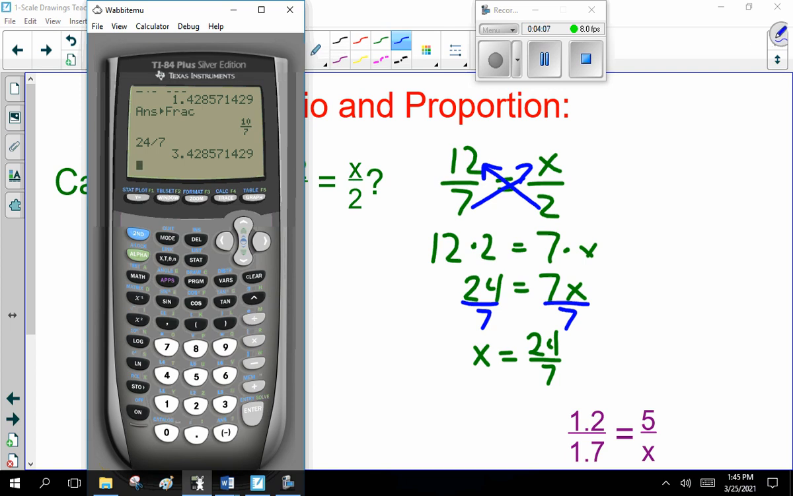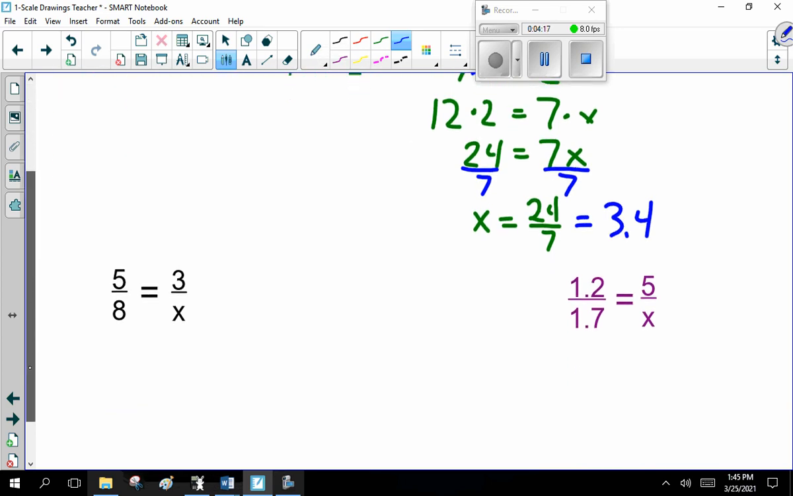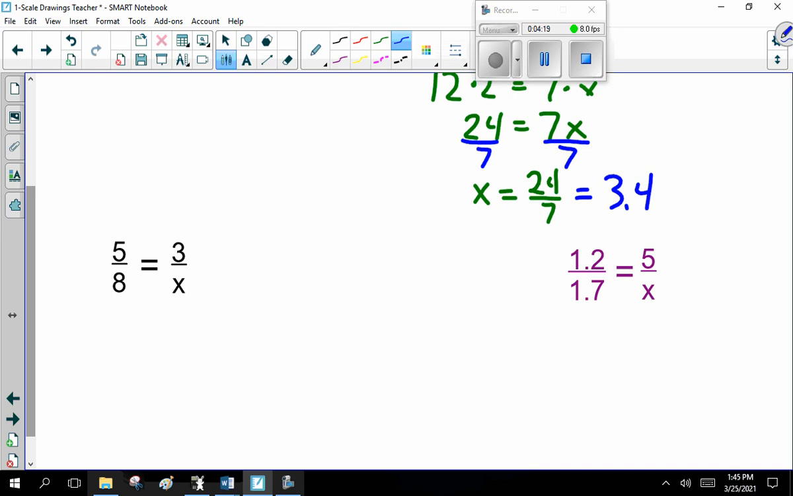Now, I would rather you leave it as a fraction, but some people say, Mr. Sutton, we can write it as a decimal. I'm not arguing. Please leave it as a fraction. 3.4 is not good enough for me. Now, I want you guys to do these two. I'll start this black one, and you do the purple ones on your own.